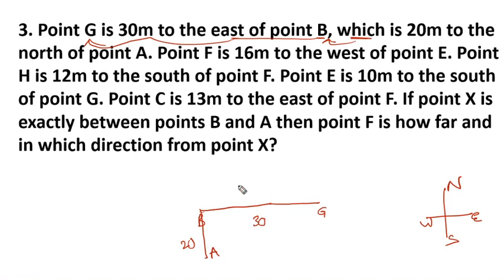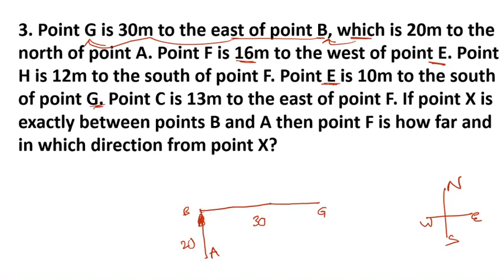Then F is 16 meters west of E. I don't know where E and F are present, so we'll skip that. So this is B. Okay, so it is easy to identify. Then point H is 12 meters south of F. I don't know where H and F are present. Skip. Point E is 10 meters south of G, so we can use this point.